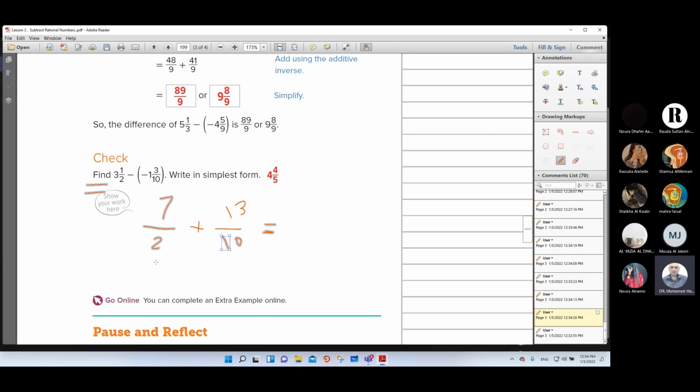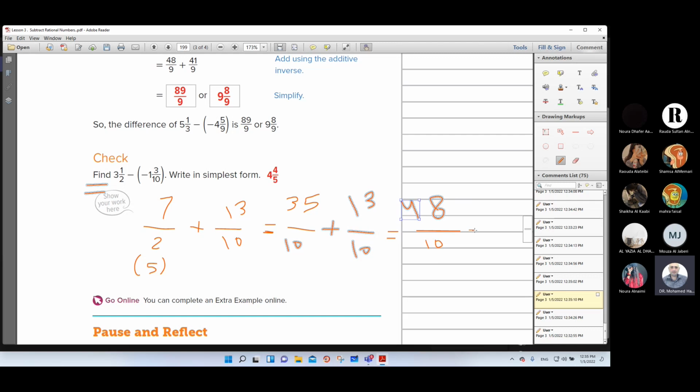Then we cannot add directly, because here we have 2, here we have 10. Which number times 2 equal 10? Or you can find the LCD between them. Will be 5. So multiply the first fraction by 5. So 5 times 7 will be 35. And 5 times 2 will be 10. Plus the same second fraction, 13 over 10. Now, as you see, we have the common denominators. Now we can add with the same denominator, then add the numerators. 35 plus 13 will be 48 over 10.